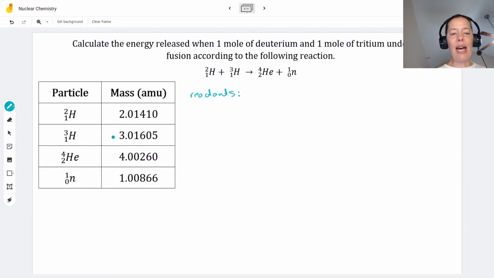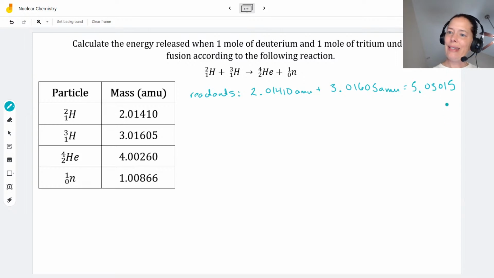So I am just going to add these two masses. I'm going to have 2.01410 AMU plus my tritium, which is 3.01605 AMU. And if I add that together, then I get 5.03015 AMU. Kind of ran out of space there. All right. So that is the mass of my reactants, and let's also get the mass of my products.